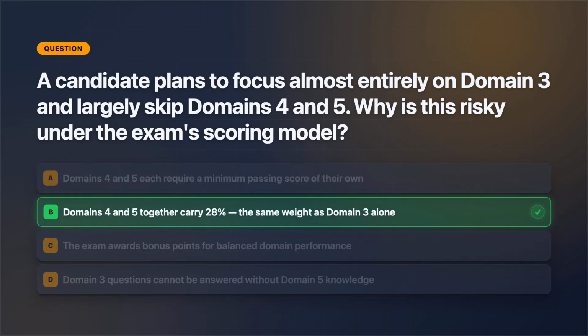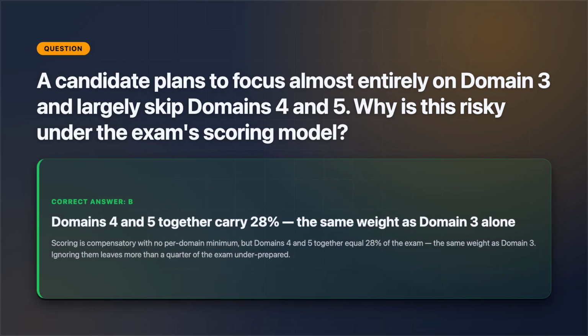It has to be B, and here's why. Scoring is compensatory with no per domain minimum, so A is wrong, but Domains 4 and 5 together add up to 28%, exactly the weight of Domain 3. Skipping them leaves more than a quarter of the exam underprepared.